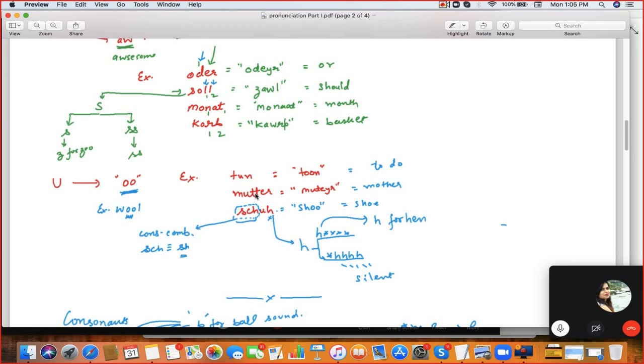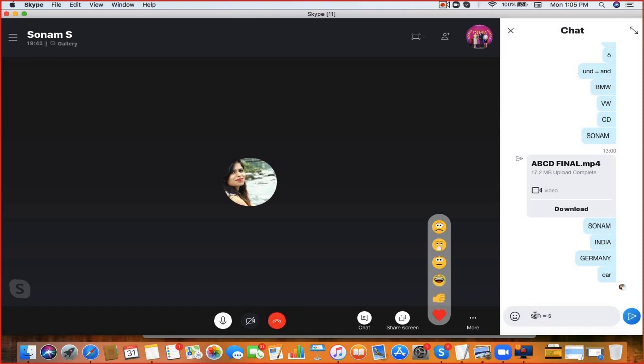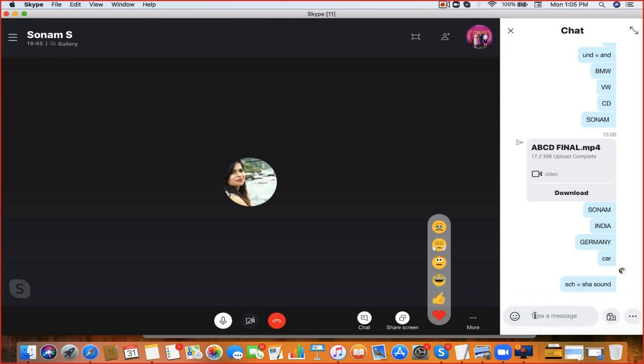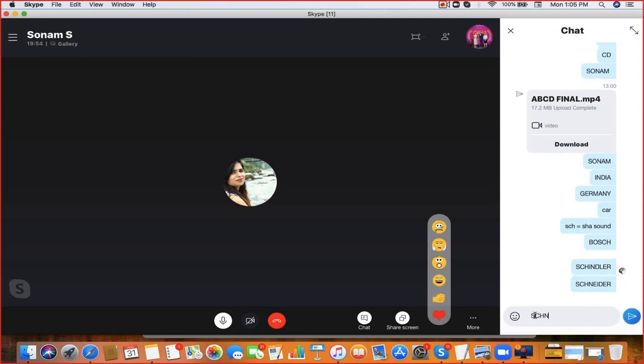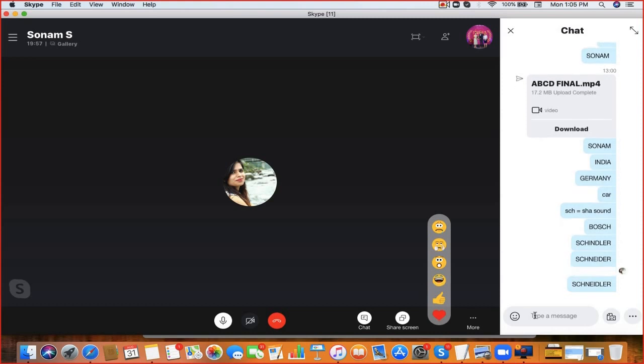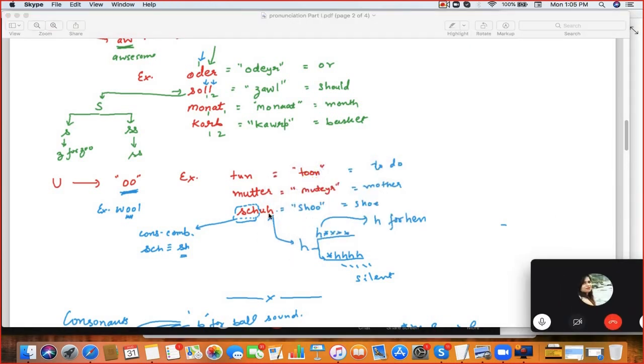Next, shoe. SCH is sh. SCH is a combination. Once we do ABCD, then we'll have one topic called combinations. SCH is a consonant combination having the sh sound. You have heard of companies like Bosch, Schindler, Schneider, similar sounding names. Everywhere you will see SCH is having the sh sound, and H in the end is silent. That I'll tell you in the consonants. So this becomes shoe. Tun, Mutter, and shoe.